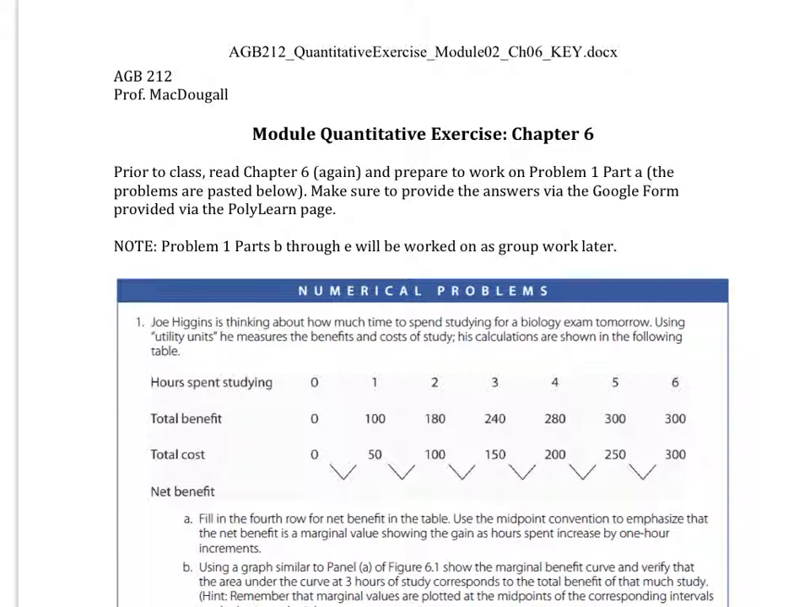Okay, so this is a quick video to go through the quant exercise for Module 2, which covers Chapter 6 in the book. At some point, I created a new kind of better key, but it's not showing up in my files quite yet. So anyway, I can still work through this and explain what was going on.